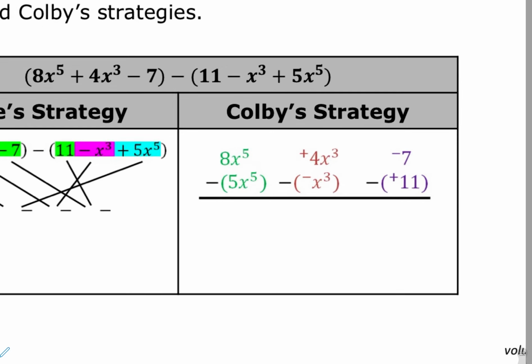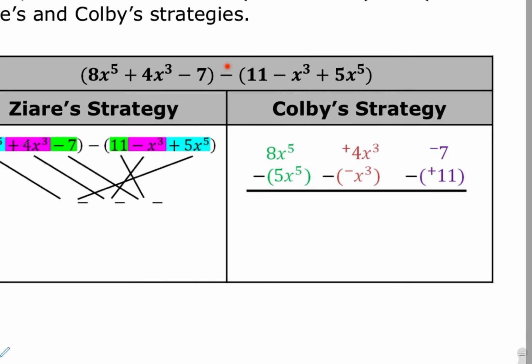Now, on this side, Colby has this thing lined up, but has the negative still on the outside. Everybody over here is still written as they appear. This 5 is written as a positive. This x to the third is written as a negative. And this 11 is written as a positive. And to be honest, guys, the entire time, this 11 is not positive, I promise you. Because this is a lie, all right? Subtraction is a lie.